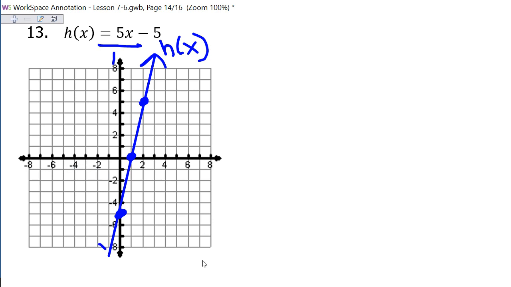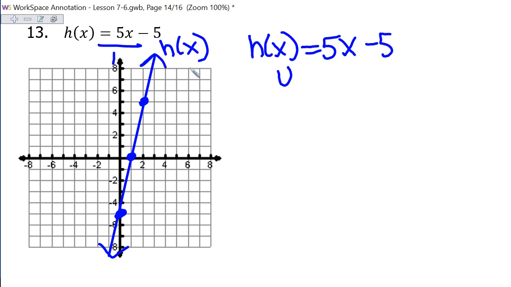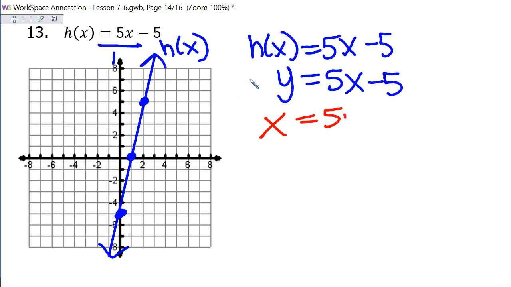Now, we have to solve algebraically for the inverse. So the equation we're given is h of x equals 5x minus 5. And what does h of x mean? So this would be y equals 5x minus 5. And how do you find the inverse? Change the x and y. So the y changes to an x, and the x changes to a y.